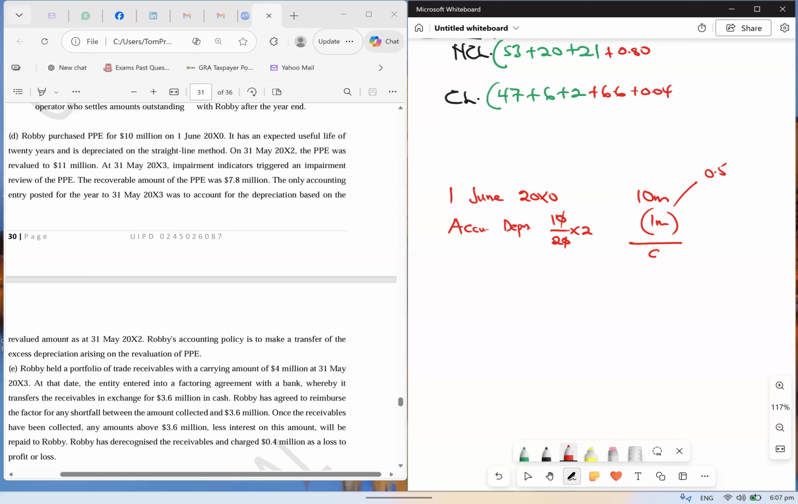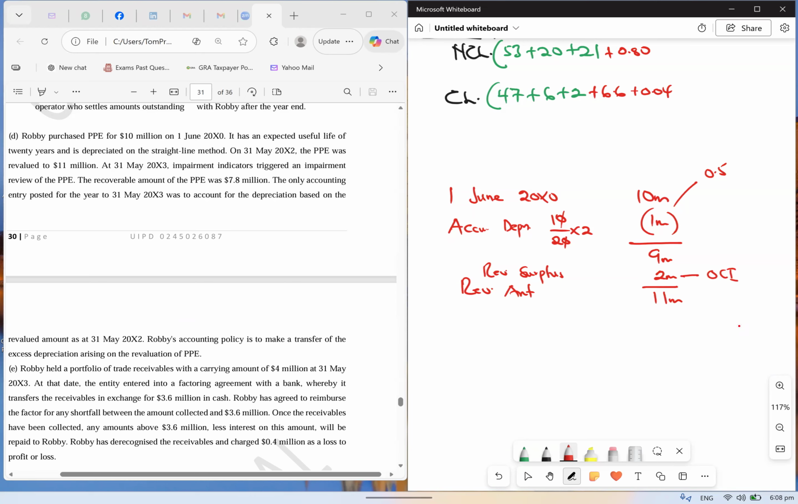Then you have 9 million. The 9 million, it was revalued. The asset was revalued. And it was revalued to 11 million. So this is the revaluation amount. So therefore, there is a revaluation surplus of 2. That's the meaning. Revaluation surplus of 2. We know revaluation surplus will go to OCI. And you also add it to the asset, because the asset has been revalued. But that is not the end.